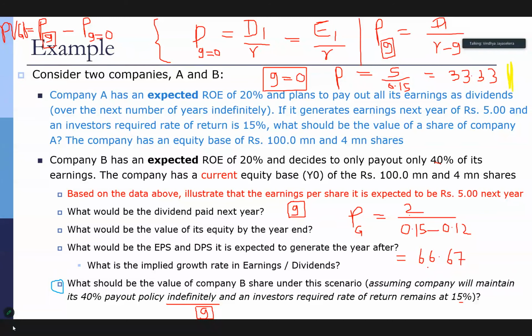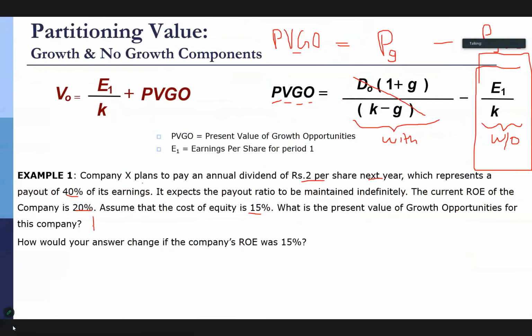Right? Price with growth is 66.67. It's D1 divided by R minus G. What is G? 60% of 20%, which is 12%. So 2 divided by 0.03 comes to 66.67.